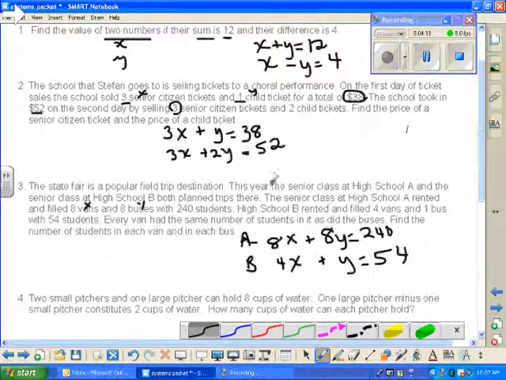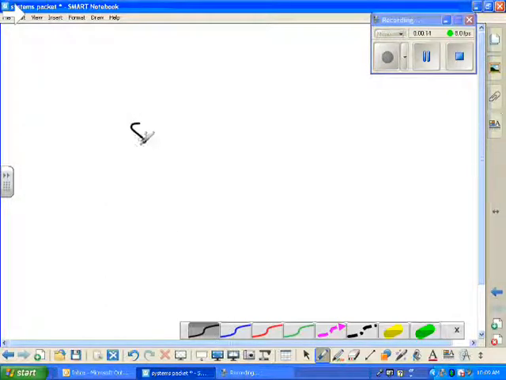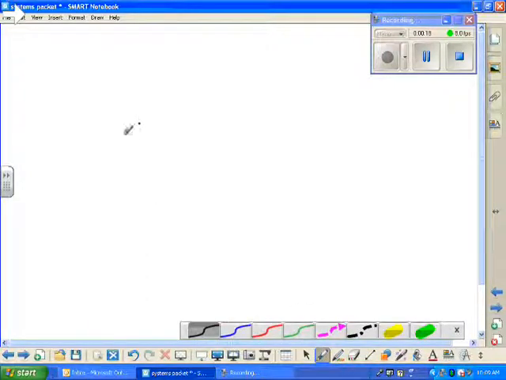Now, in this part of the tutorial, I just went over how to set up the first 2 questions. In the next tutorial, we're going to use whatever method we choose to solve these 3 questions. Now we're going to start with problem number 1. So we already set that problem up on the previous recording, and we have set up x plus y equals 12.